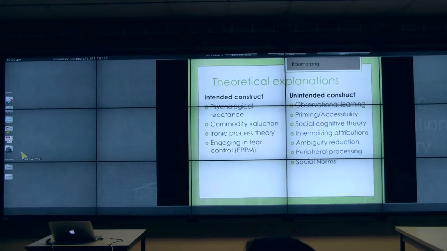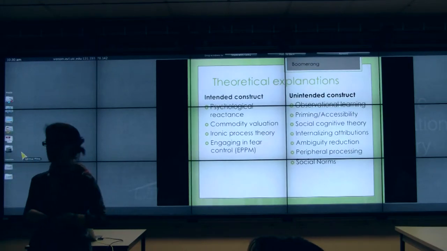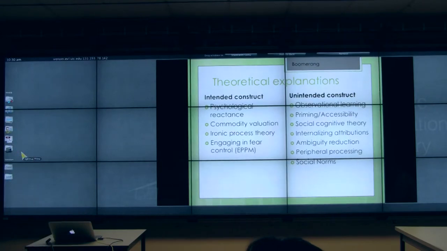The construct of a message is the parts of the message. So say you have a television ad. So you have celebrities. What kind of people show up? Are they tall? Are they thin? Are they African American? Are they Hispanic? Are they fat? Are they bald? Are they blonde? Whatever. These are all the attributes and the elements of the message.